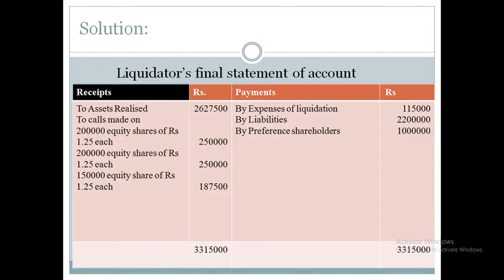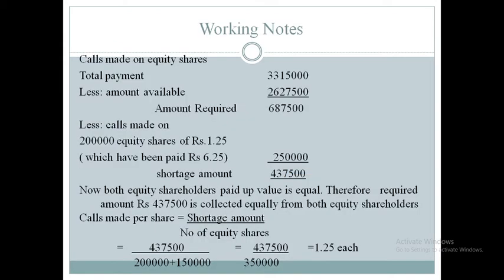If you make the total of credit side here, it will be 33 lakh 15,000. So 33 lakh 15,000 is the total payment, plus amount available is how much here? It is only 26 lakh 27,500. We got this much amount by realizing the assets here. So still we require 6 lakh 87,500. So how are you going to collect this amount? You can collect this amount from the shareholders because they have paid only 6.25 and 7.50. So we can collect the amount from them.